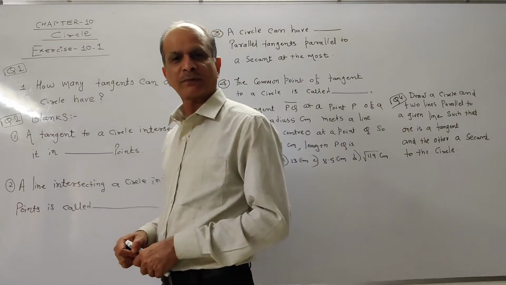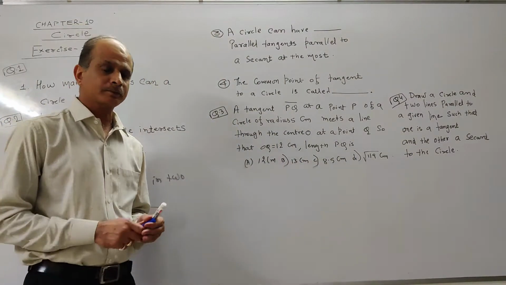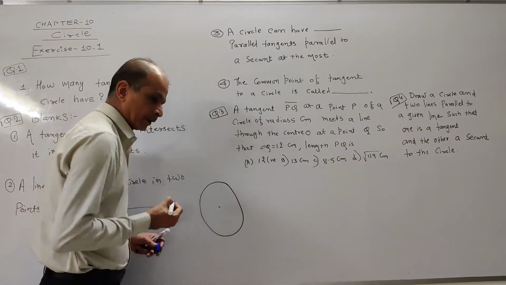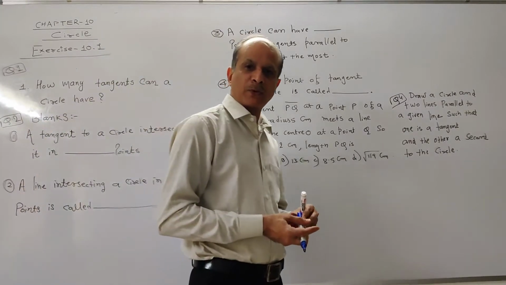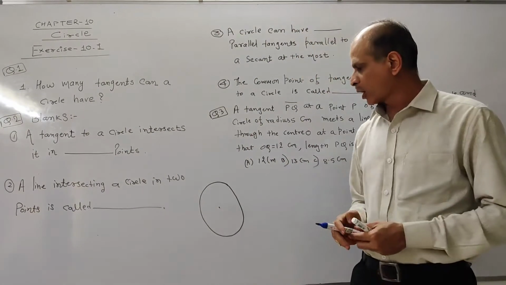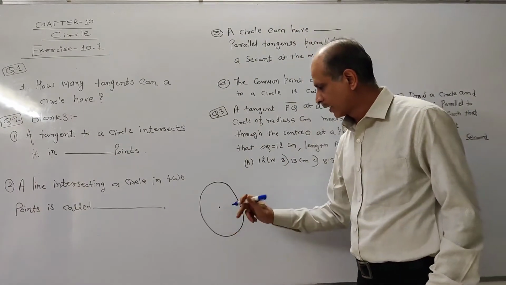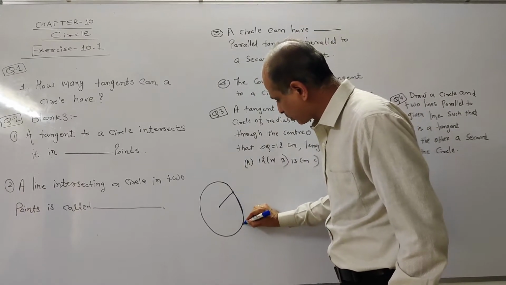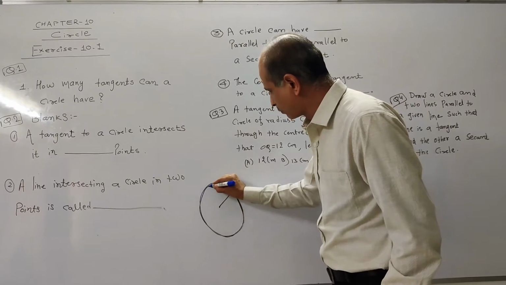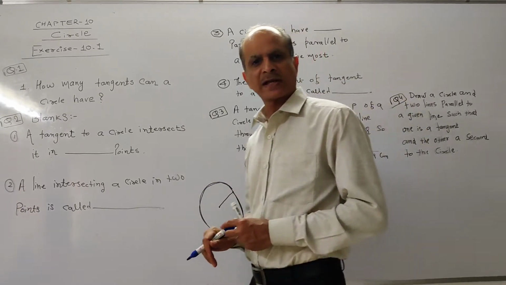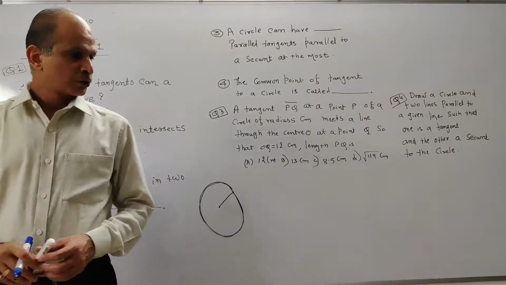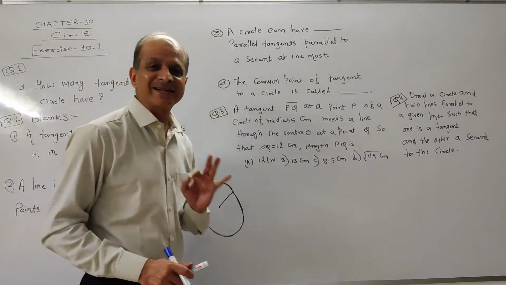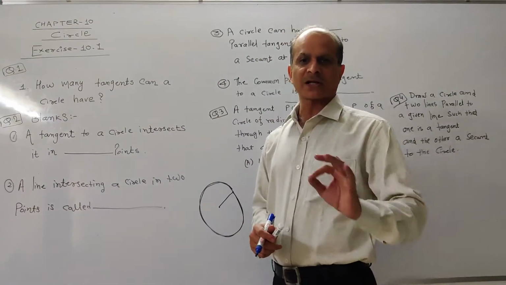A set of all the points from a fixed point at a fixed distance, and the set of these points, which is our boundary line, is known as a circle. So the center is not a point of the circle, but the center is inside the circle.